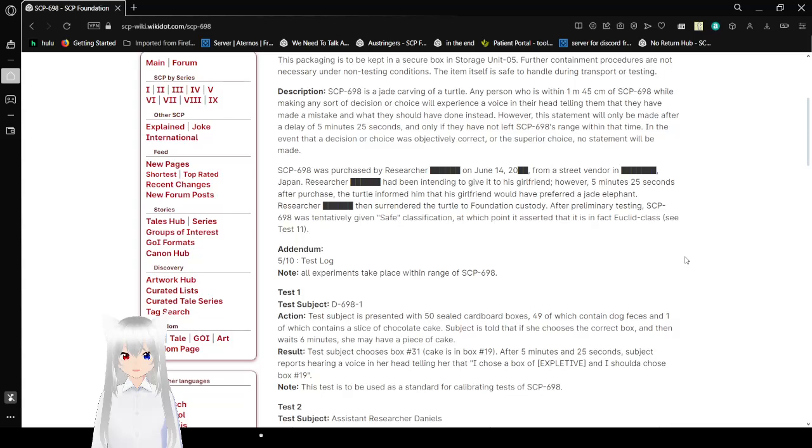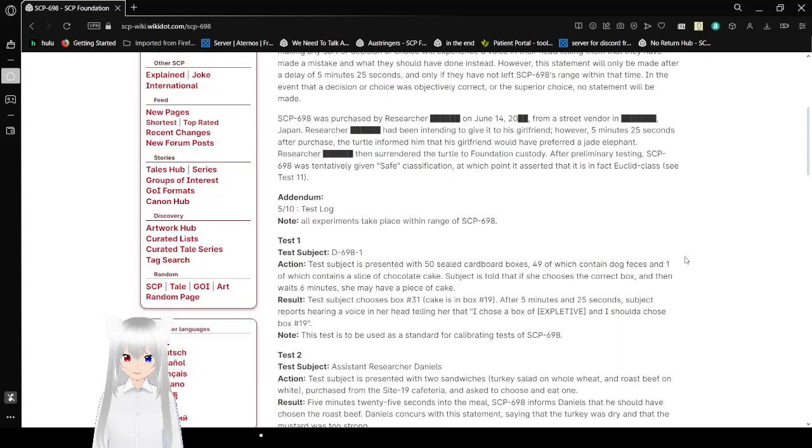SCP-698 was purchased by researcher Redacted on June 14th, 20 Redacted from a street vendor in Redacted, Japan. Researcher Redacted had been intending to give it to his girlfriend. However, 5 minutes 25 seconds after the purchase, the Eternal informed him that his girlfriend would have preferred a jade elephant. Researcher Redacted then surrendered the turtle to Foundation custody.